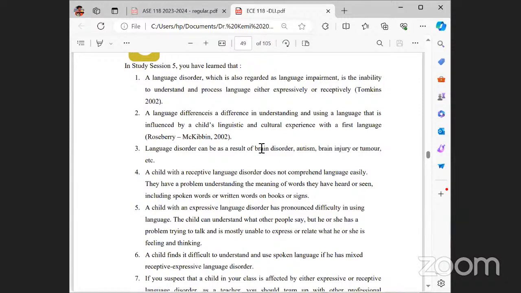I'm seeing a question here that says, good evening, ma'am. Can tongue tie cause language disorder? These are the things that I've been observing from this child. But if it's not well documented or there's no proof of that, we have to observe.